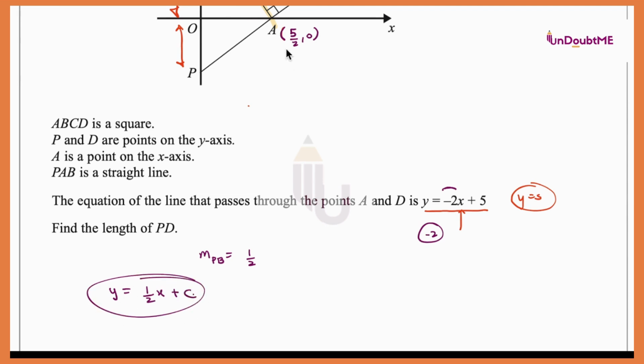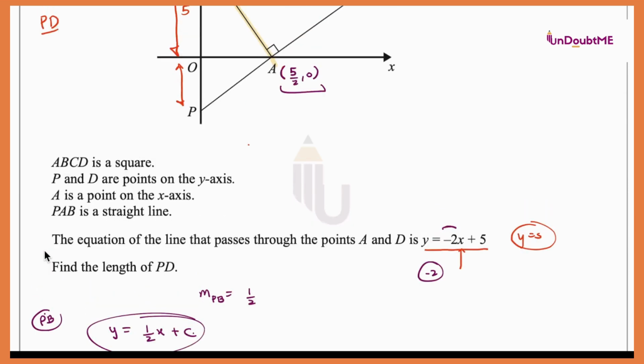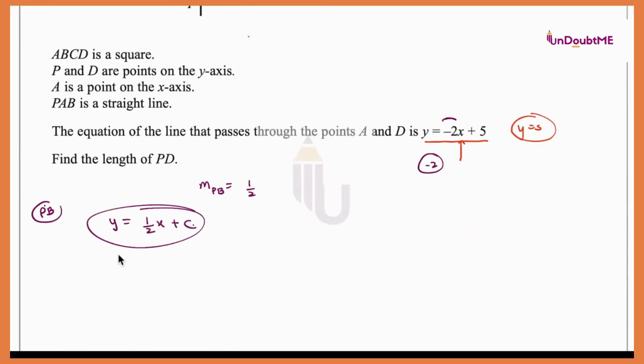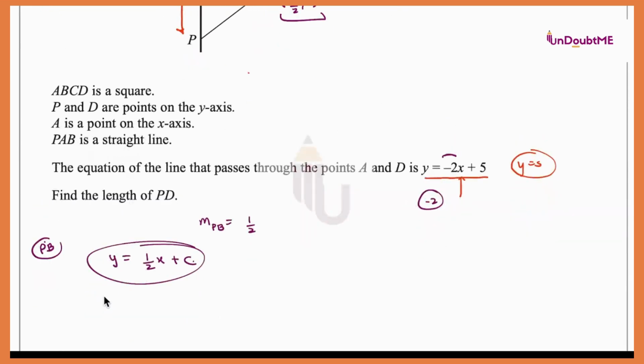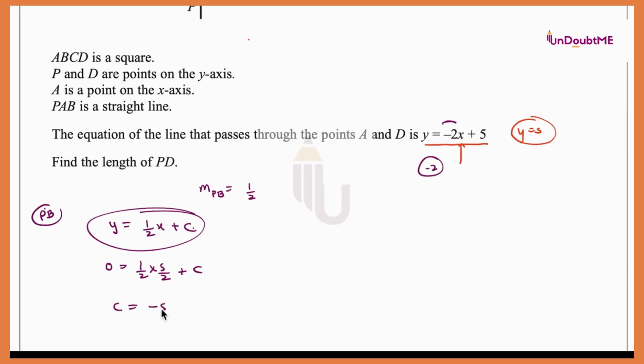Here I will be putting the point 5 by 2, 0. I'm trying to get equation of line PB, okay, so that from there I'll get the intercept, and once I'm done with the intercept I can very easily add them and get my final answer. So x is equal to 5 by 2, y is equal to 0, so that will give me 0 is equal to 1 by 2 times 5 by 2 plus c, that gives c is equal to minus 5 by 4.